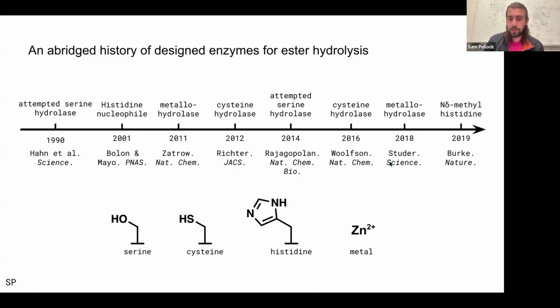So Don Hilvert's lab, in collaboration with Brian Kuhlman, was able to make some simplified metalloesterases combined with directed evolution to make some really efficient enzymes. But basically, we've been able to make cysteine and histidine and metallohydrolases, but for serine hydrolases, they've mostly just been failed attempts, which is sort of interesting. Why not serine, but all these other ones?